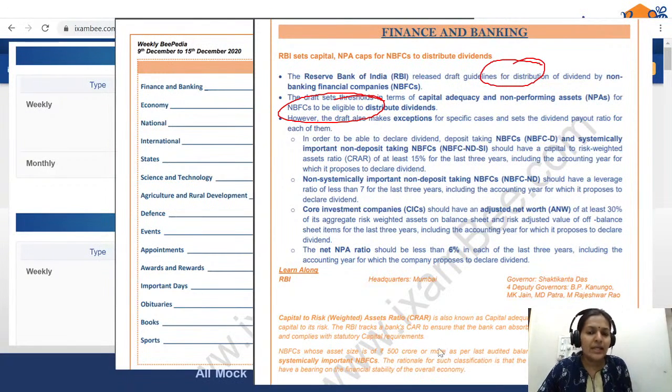And in FM, say there are 2 questions that come from this news. One asks you what is the capital limit that RBI has set to restrict distribution of dividends. Maybe this question is asked in the GA section, so you will know the answer. And maybe in the FM section, they ask you the definition or the full form of CRAR. That becomes a conceptual question and a finance question.